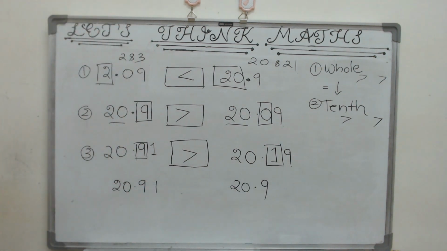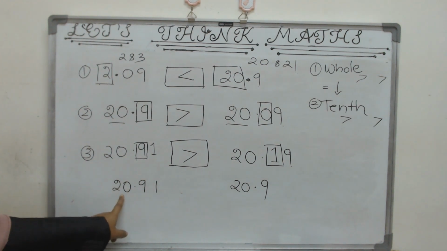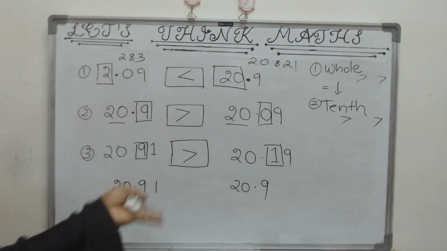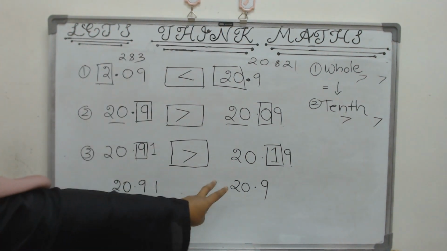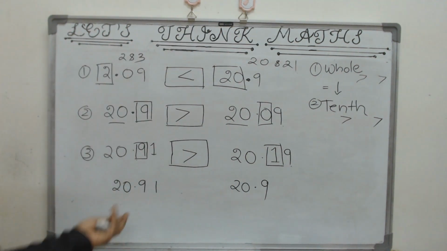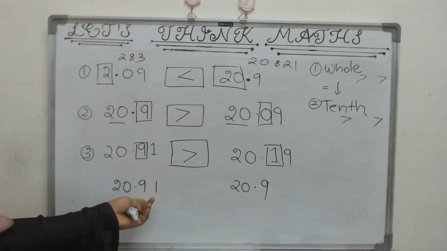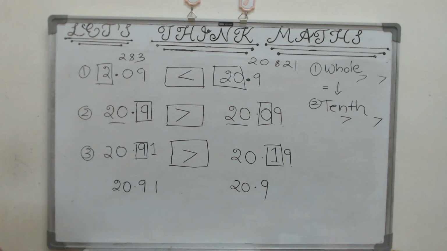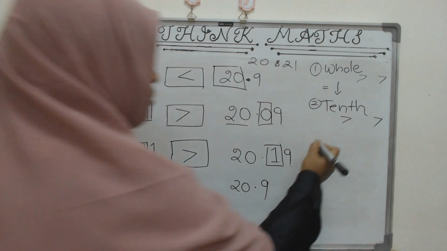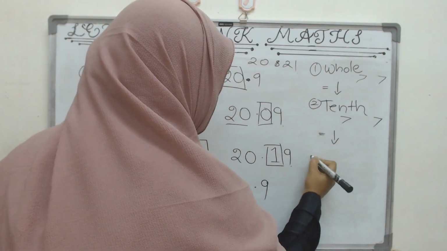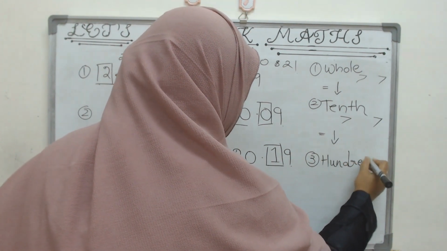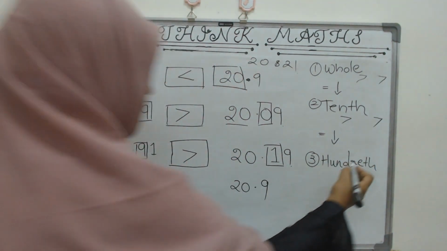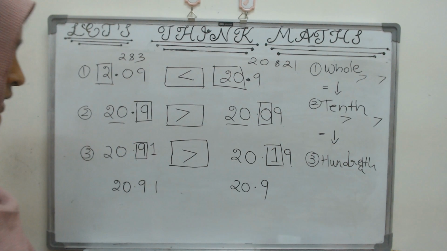Now what about this? Tell me. This is 20 point something, 20 point something. So the first step is of no use. Both of them have the same whole number part. Go to the 10th part. Here also 9, here also 9, no use. Then what do you do? If the 10th part is also equal, go to the third step, check the 100th. So by now I think you would understand where we are going with this, right?